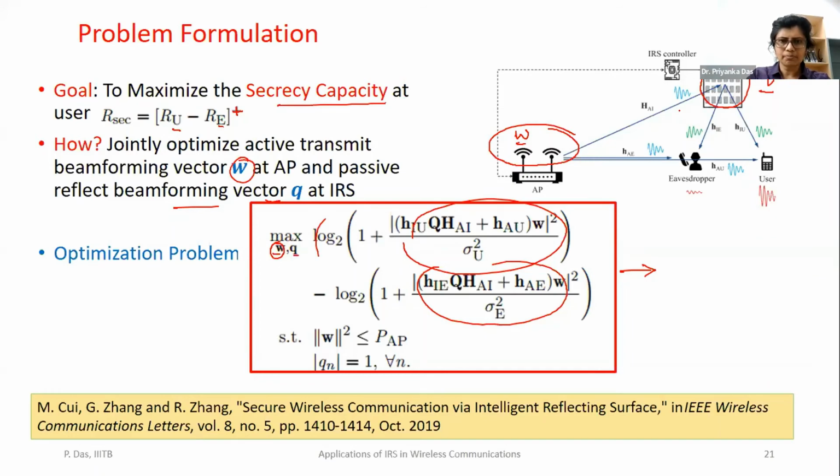Okay, so the paper by Rui Zhang, another big boss in IRS, looks into secure wireless communications for this. Okay, IEEE Wireless Communications Letters, 19.